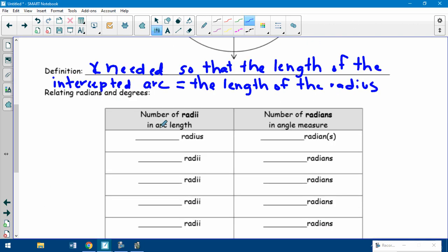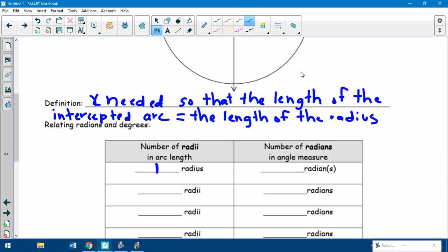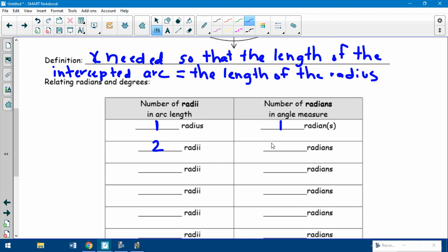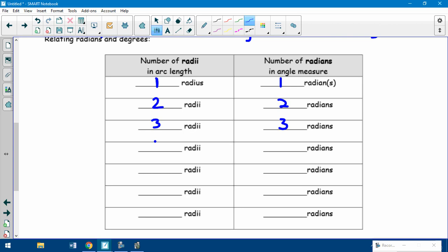So this chart down here shows the number of radii in the arc length. An arc length that is 1 radius long, like this one I drew up here, is cut by an angle of 1 radian. If I had 2 radii long, so this yellow piece and that same yellow distance again, I'd end up over here somewhere. That would be 2 radians. If my arc length is 3 radii, my angle is 3 radians. You get the idea. 4 radii long would be 4 radians, 5 radii would be 5 radians, 6 radii would be 6 radians.